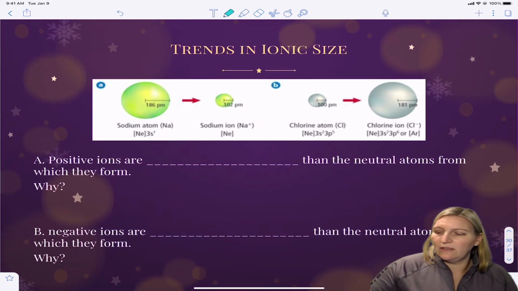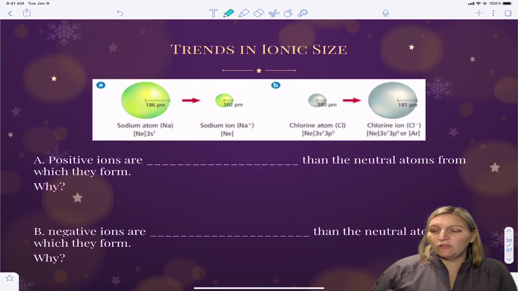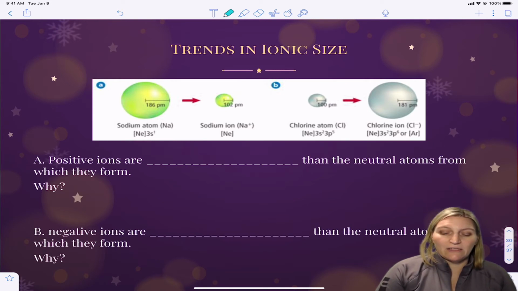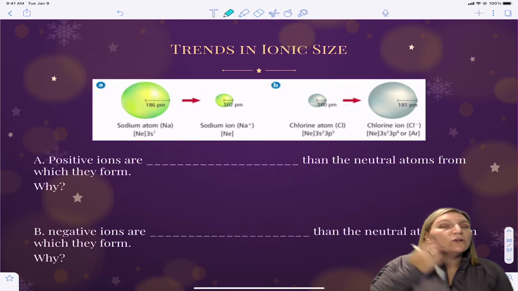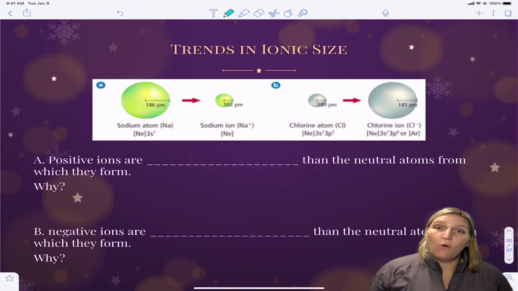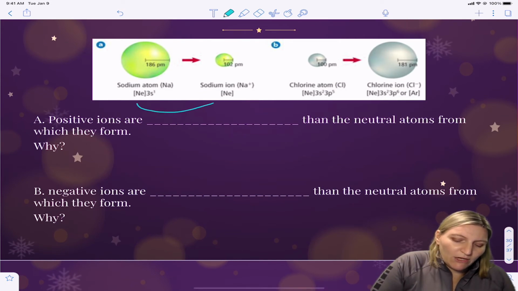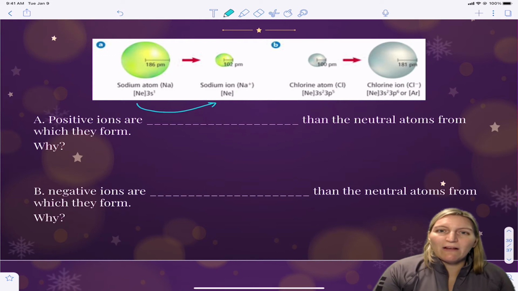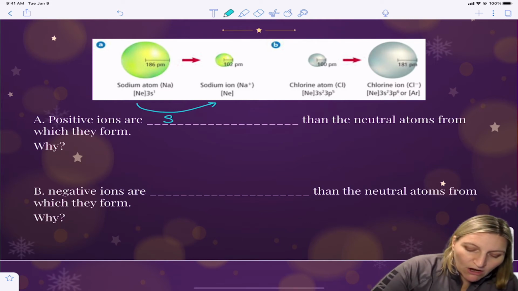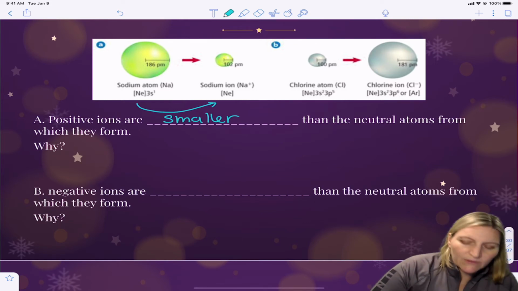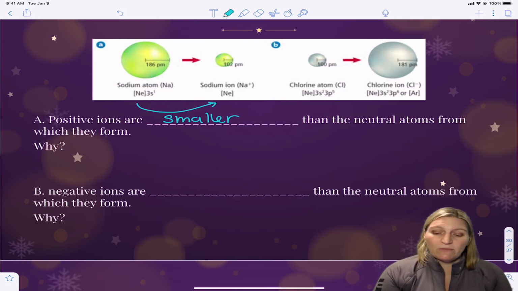The next related topic to ions is a trend in ionic size. So what happens to the size of atoms when an atom gains or loses electrons? You can see from the picture here, when we go from a sodium atom to a sodium ion, it gets much smaller. And that trend will always happen, that positive ions are much smaller than their parent atoms, the neutral atoms that they come from.